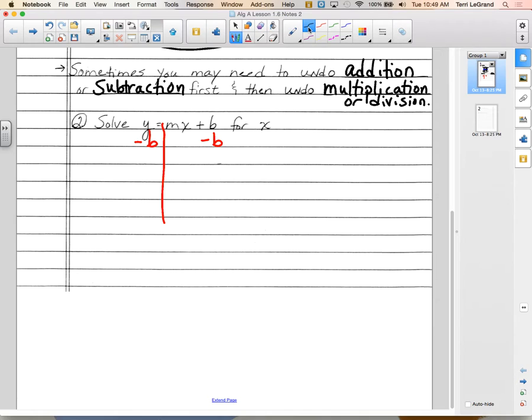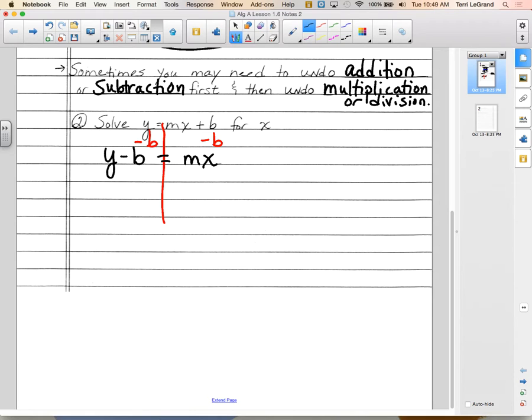So then we have to ask ourselves, are they like terms? Are y and b like terms? No, they're different variables. So all we can do is write it like this. We're going to write it y minus b. We're going to write it horizontally. Equals, what's left on the right side? Mx. Okay.